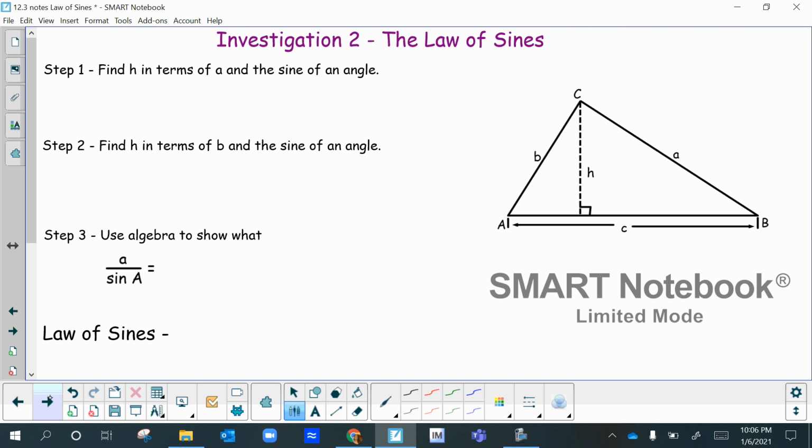Okay, so now let's talk about the law of sines. Okay, so the law of sines is something different. It's not necessarily associated to area. So let's follow this little investigation with the steps and then you'll figure it out. So it says find H, okay, in terms of A and the sine of an angle. Okay, so find H in terms of A. So here's A and the sine of an angle.